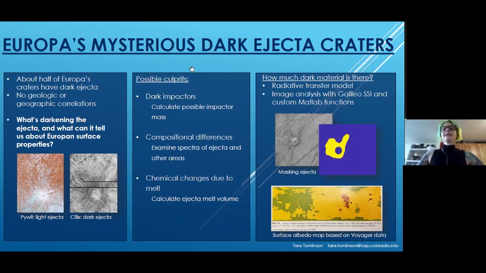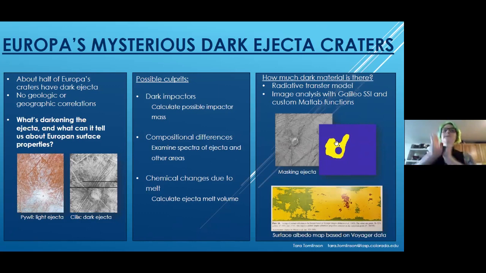From what we can tell, there are only about 43 craters on Europa, but about half of them have this darkened ejecta. The other half don't. There's no immediately obvious correlation among the dark ejecta craters; geologically and geographically, they're everywhere. So my goal is to figure out what's darkening the ejecta of just these certain craters, and how that fits into our overall view of surface geology and geologic processes at Europa.